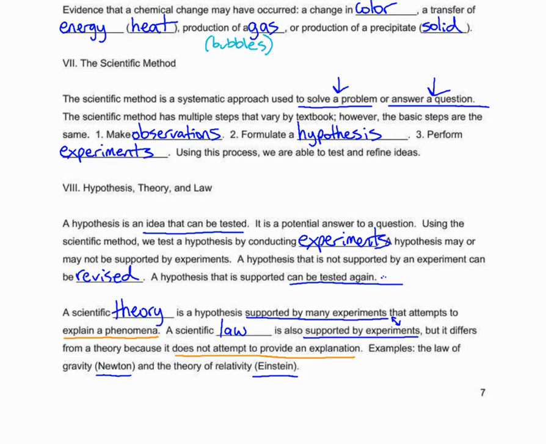So it's supported by experiments, and Einstein is trying to explain some things. It's a little bit complex, beyond even the high school physics course that we have here. But that would be the difference between a theory and a law.